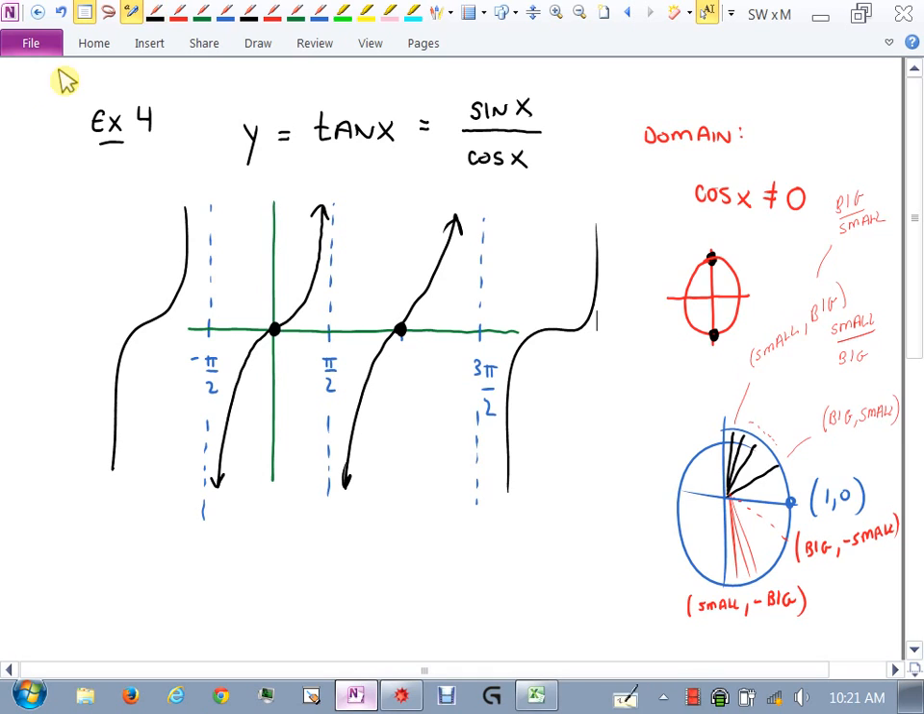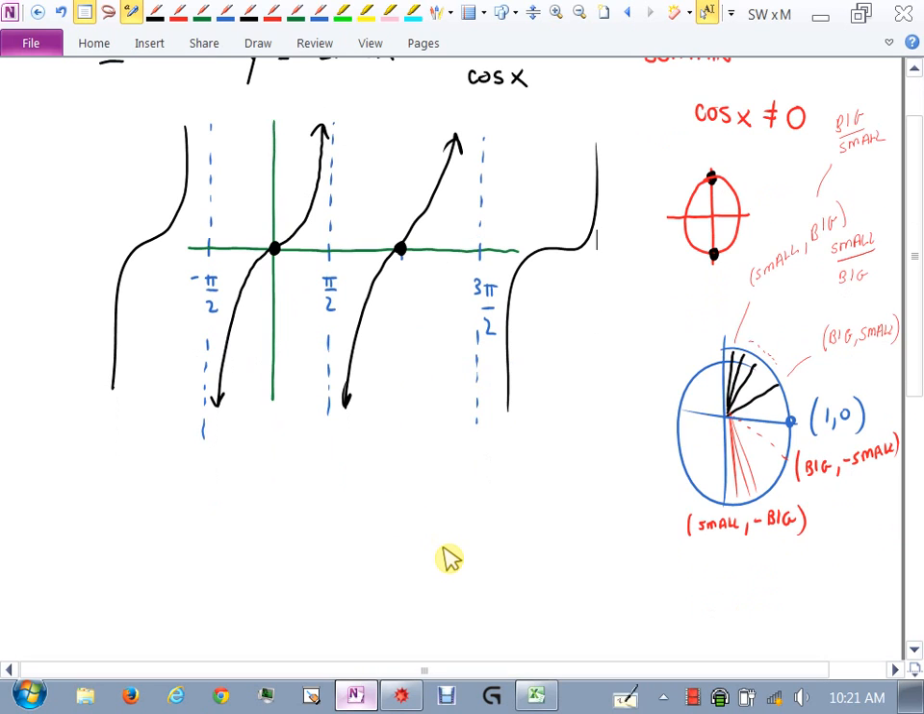If you don't believe it, just go in here, plug in some values, go to the circle, and make the same argument. You'll turn out to have the same thing happen. Okay. Yes?